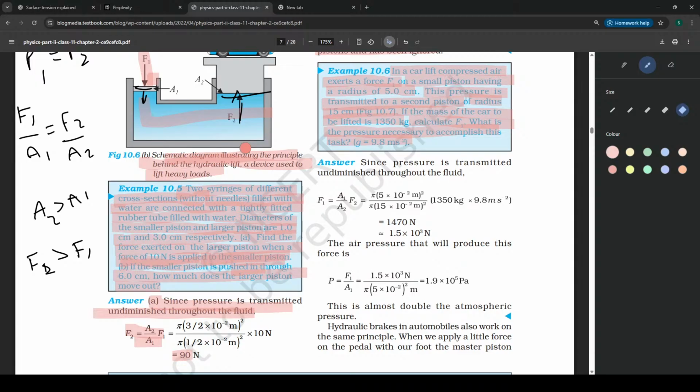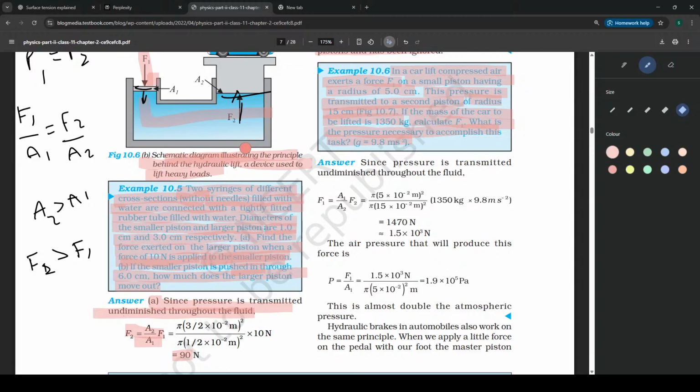Same formula, pressure will remain the same on both the pistons. Because of that, F1 by A1 equals F2 by A2. We know the area of both the pistons because the radius is given, pi r square is the area, and we know the second force which is required to lift the car, which is basically the weight of the car, 1350 into 9.8, which will give the total force required to lift that car.